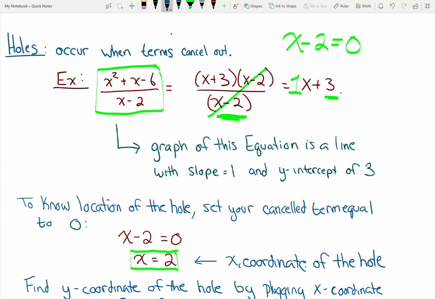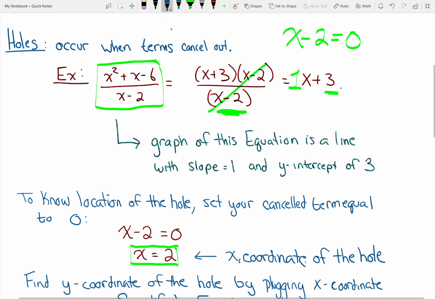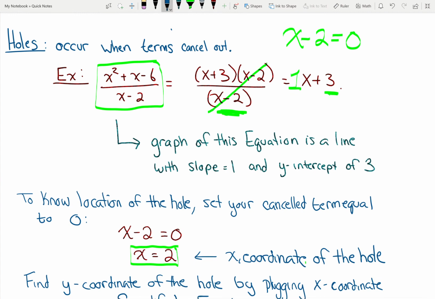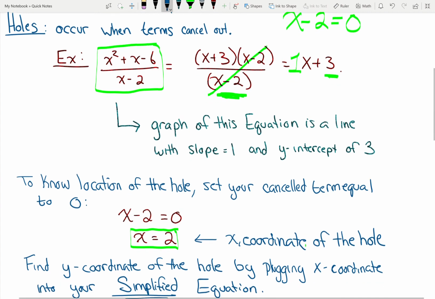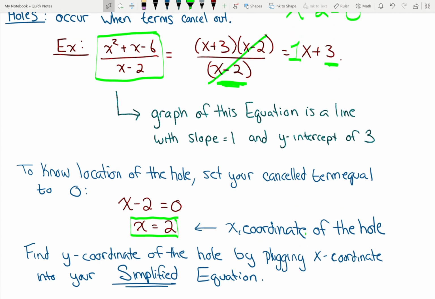We can find the y-coordinate of the hole by plugging our x-coordinate that we just found, here it's 2, into your simplified equation. So do not plug it into this guy right here. Don't plug it in here. What's going to happen is you're going to get zeros in your denominator. Plug it into this guy, your simplified version, which here for us is x plus 3. So that's the biggest mistake students make. Plug your x-coordinate into your simplified equation.